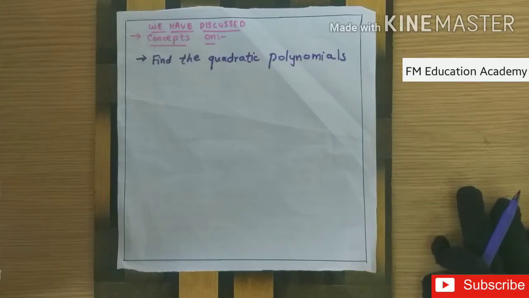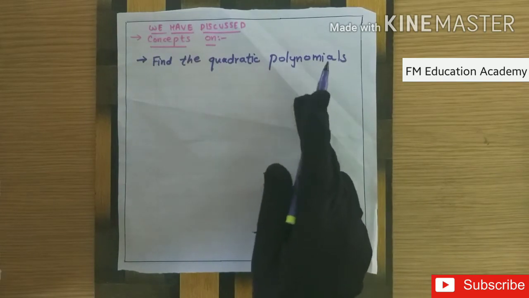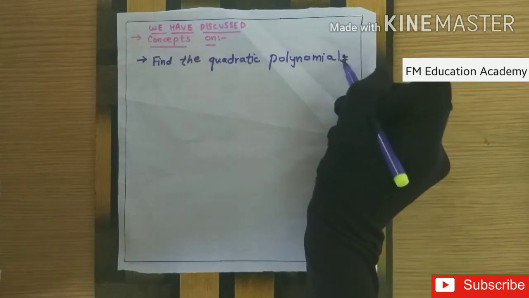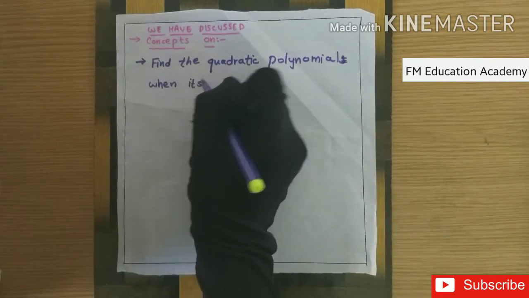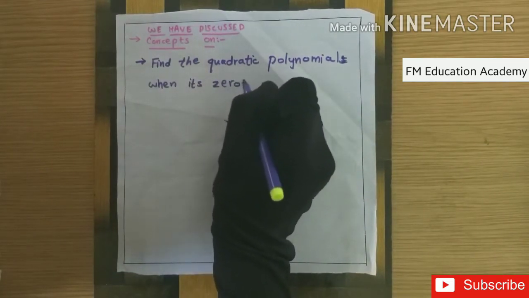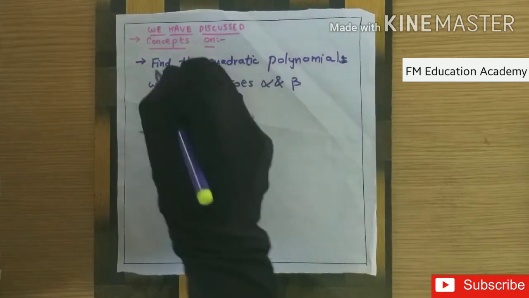How to find the zeros of a quadratic polynomial and the relationship between the zeros and the coefficients. But before that, I would like to revise the concepts we have discussed so far on our channel. The first concept we have discussed is to find the quadratic polynomial when its zeros alpha and beta were given to us, we formed a quadratic polynomial.